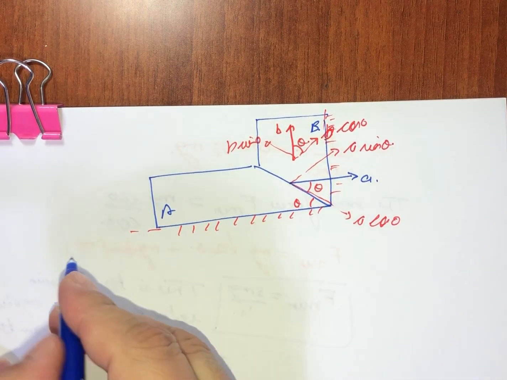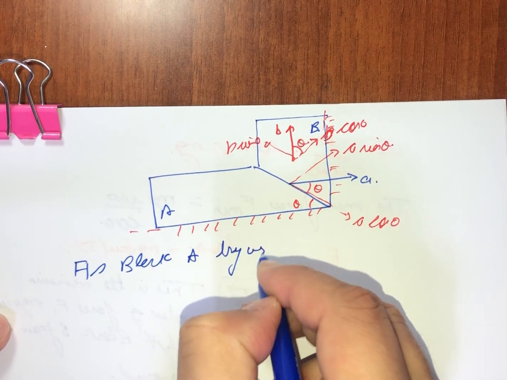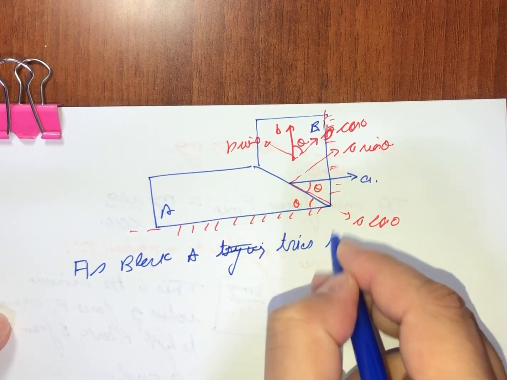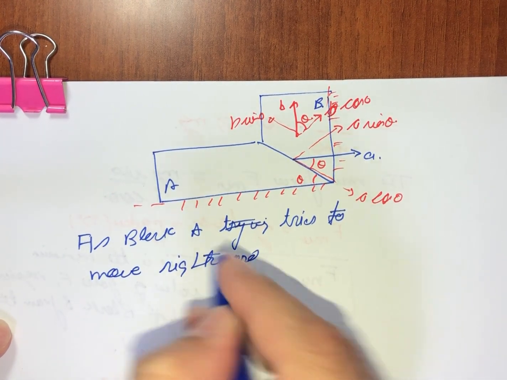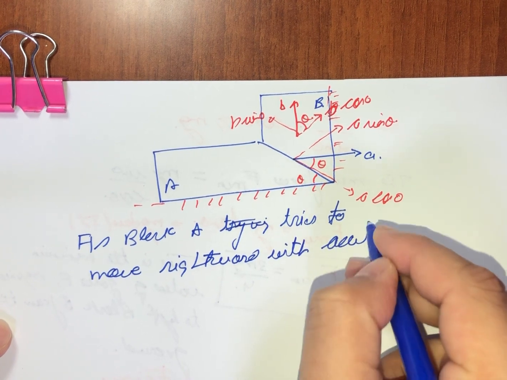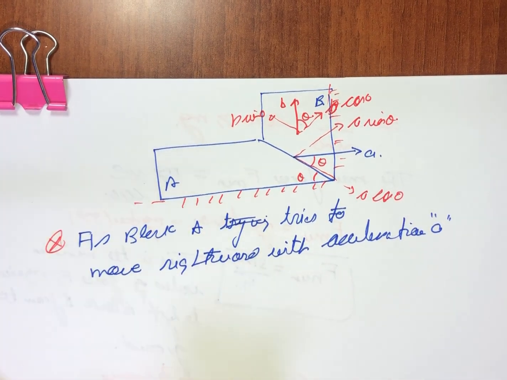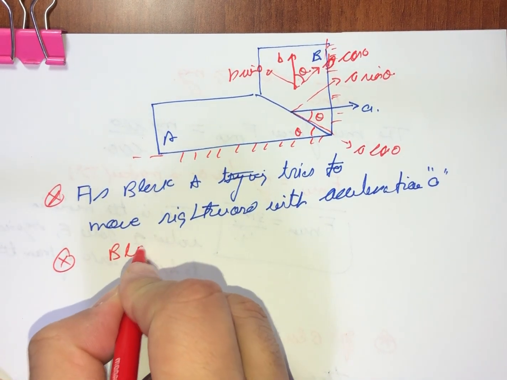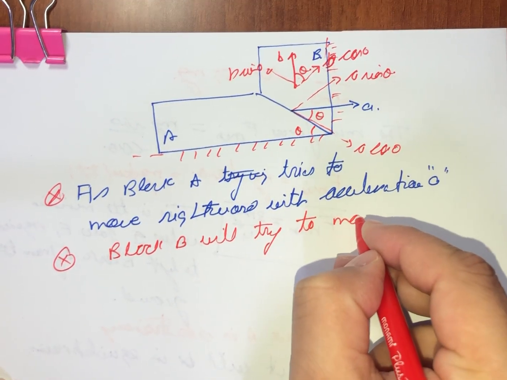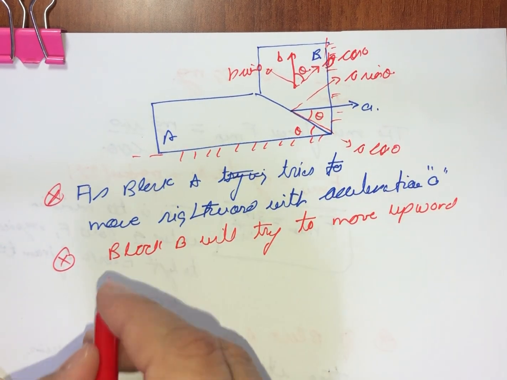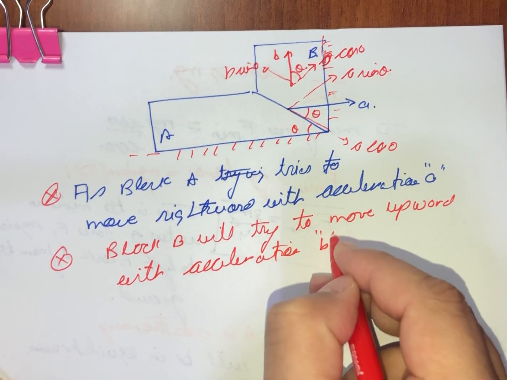So from here we say that block A tries to move rightward with acceleration A, and block B will try to move upward with acceleration B. Okay.